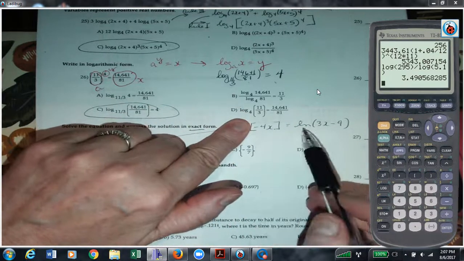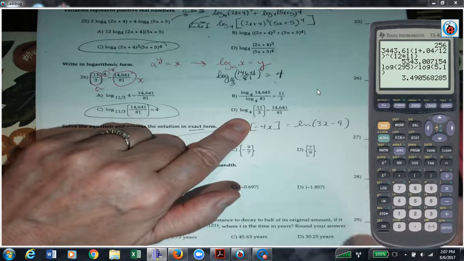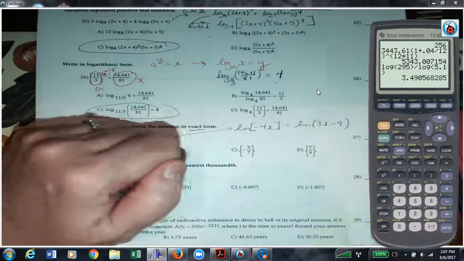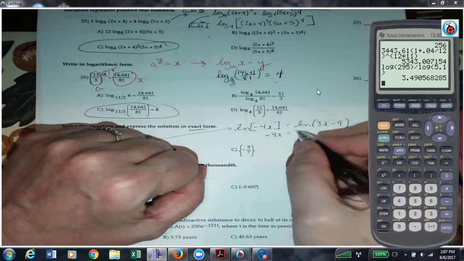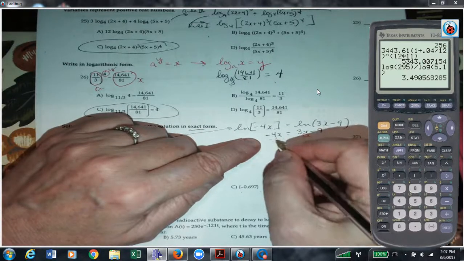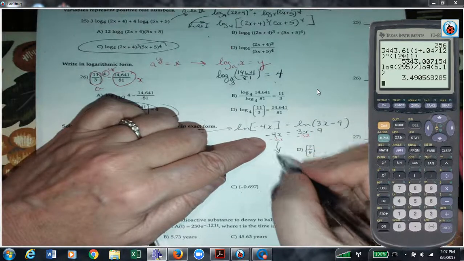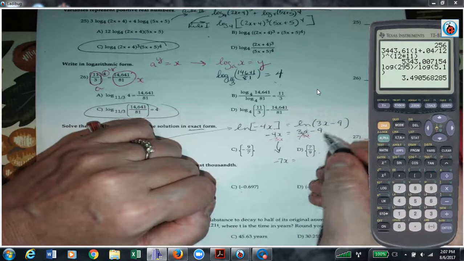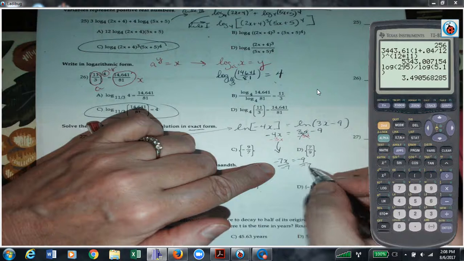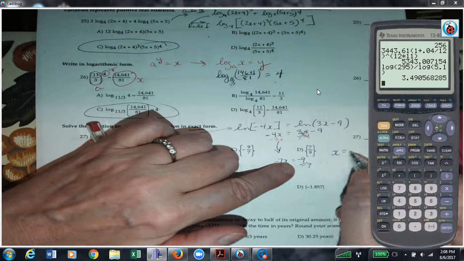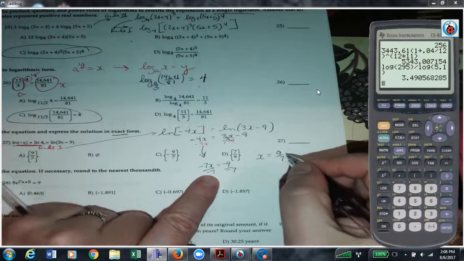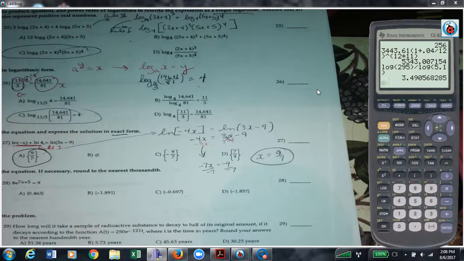If I only had that on one side and a logarithm on this side, I couldn't do it, even though I've seen some students say that. No. Single logarithms on both sides, then I can say the insides are the same. So how about I subtract 3x from both sides? So that tells me negative 7x is equal to negative 9. And now to solve for x, I divide both sides by negative 7. And so this tells me x is equal to negative 9 over negative 7. The negative signs cancel, and I have 9/7. And so my answer is A.